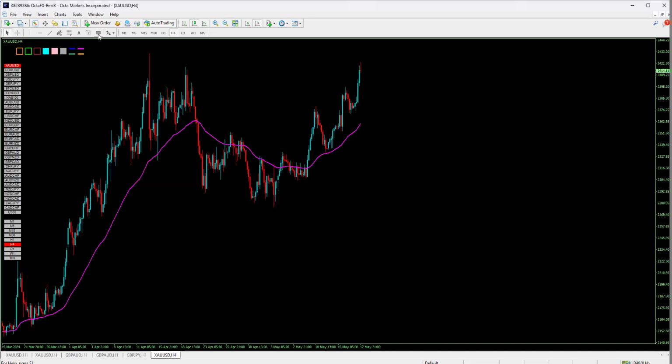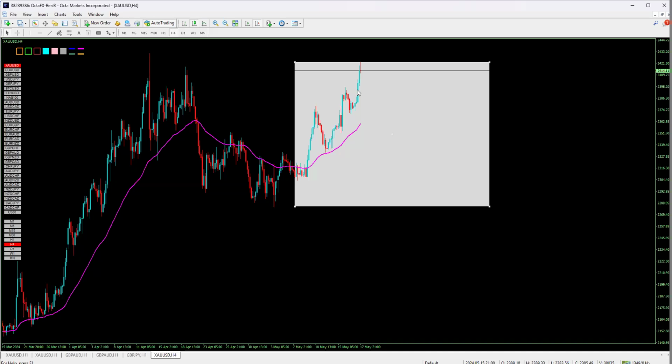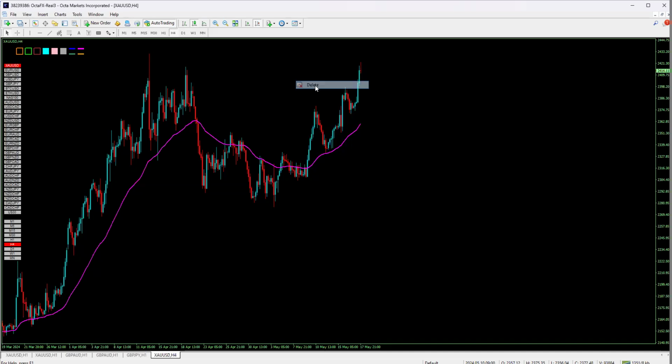When you look at this point right here, you can see that we have a break of structure. This high has been broken, and this high has been broken. This is a clear indication that we are having an uptrend. So in your mind, you know that we are having an uptrend.